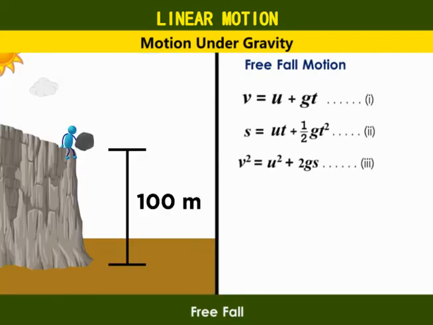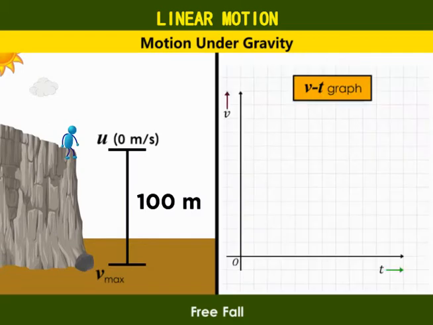So if a stone is dropped from a cliff 100 meters high, its velocity will increase uniformly from a minimum u, usually 0 meters per second, to a maximum value v just before hitting the ground. So the graph of velocity against time is an inclined straight line through the origin. The gradient of the graph is constant and is the acceleration due to gravity, g.